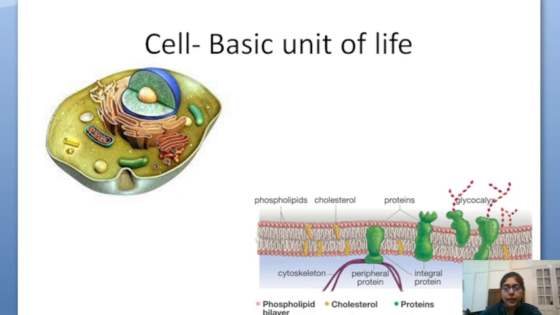You can see in the diagram, this is a cell, and within the cell there are different organelles. We can see the nucleus is there, then this is your endoplasmic reticulum, mitochondria, Golgi body, and various other organelles. This is a cell from a multicellular organism. And this cell has a limiting membrane which is separating it from the surrounding environment. And this membrane is called plasma membrane.